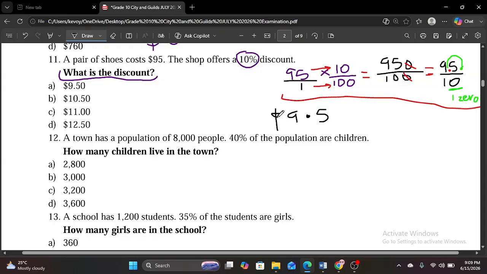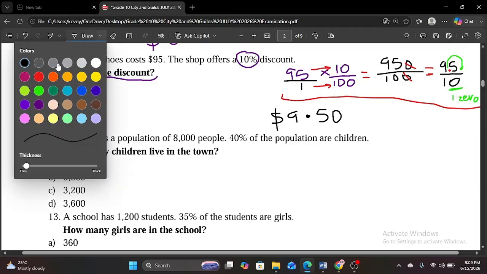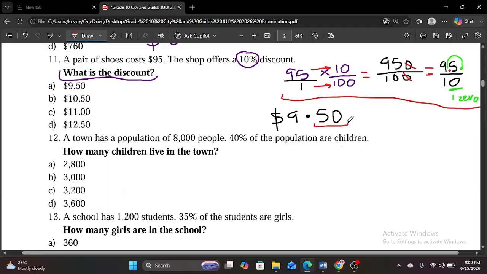9.5. So that's going to be my discount. $9.5 is the same thing as $9.50. So this right here is going to be 50 cents. So that's what it means. So $9.50. If you see 9.5, it's the same thing as 9.50, because a 0 comes after the 5 there. Nothing is wrong with that. So $9.50.